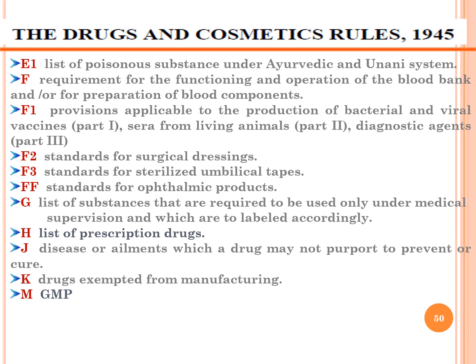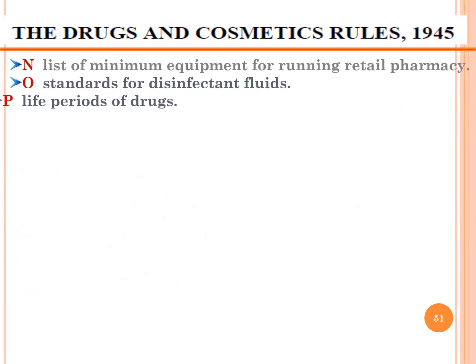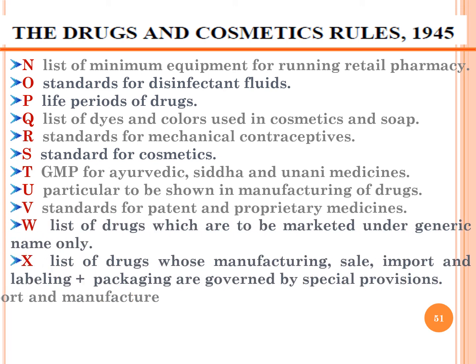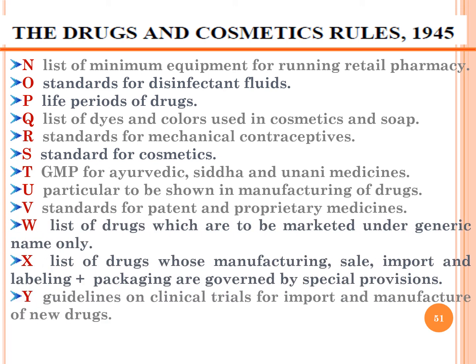M. GMP. N. List of minimum equipment for running retail pharmacy. O. Standards for disinfectant fluids. P. Life periods of drugs. Q. List of dyes and colors used in cosmetics and soap. R. Standards for mechanical contraceptives. S. Standard for cosmetics. T. GMP for Ayurvedic, Siddha and Unani medicines.